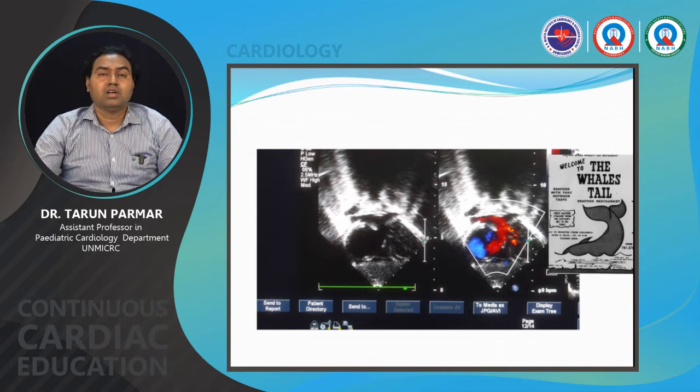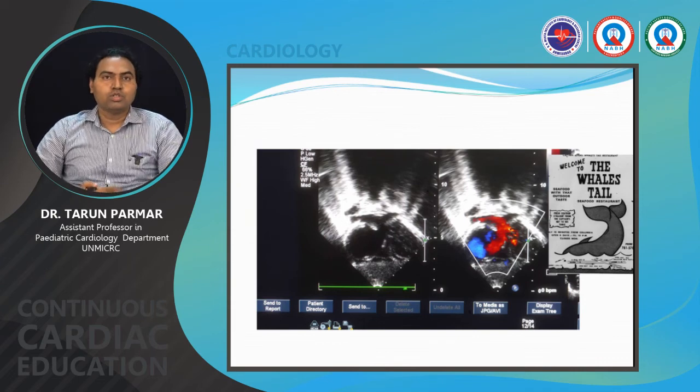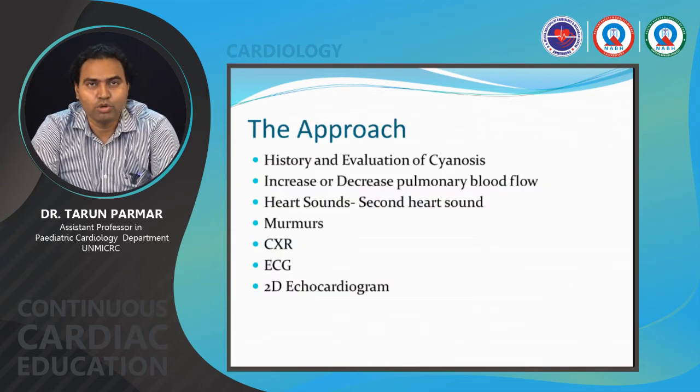So this is how you differentiate between acyanotic and cyanotic CHD, and CHD versus other respiratory anomalies. So to conclude, the approach to a cyanotic CHD patient, you have to have a comprehensive approach to the child. In this we have all discussed the history and evaluation of the cyanosis. That is the most important thing.